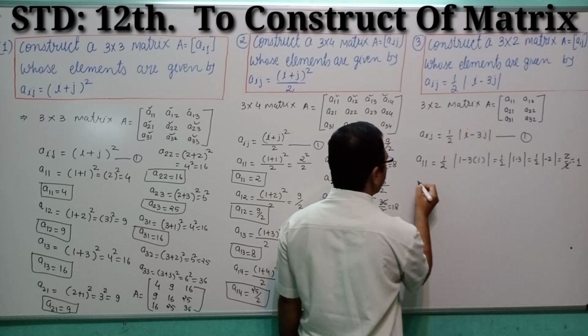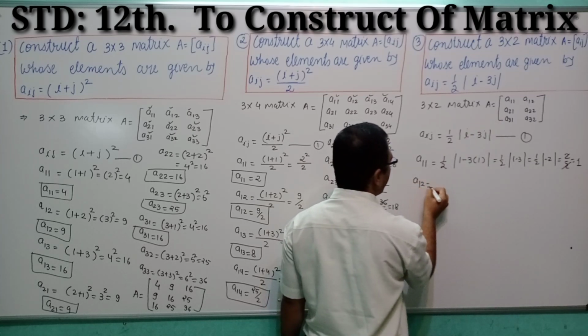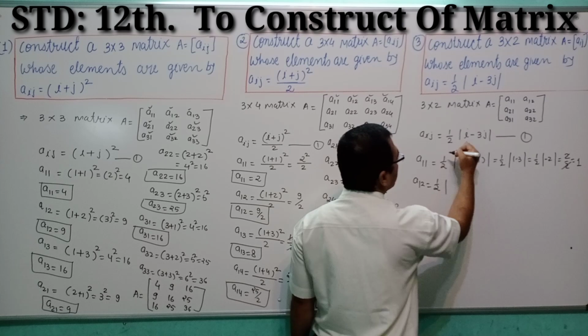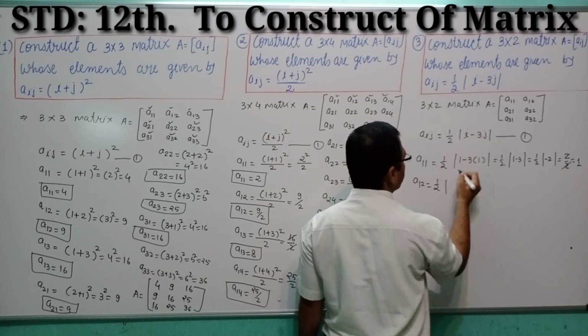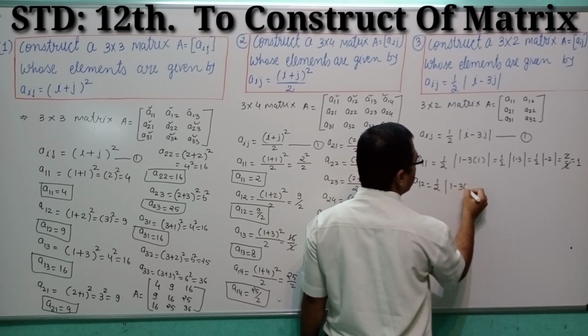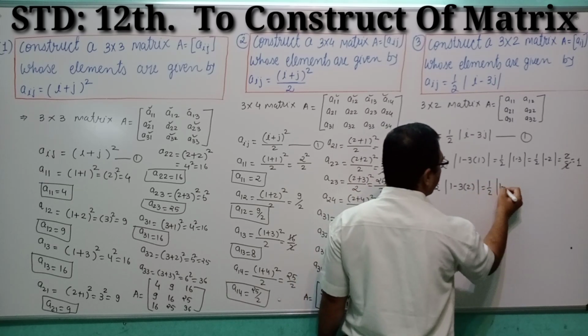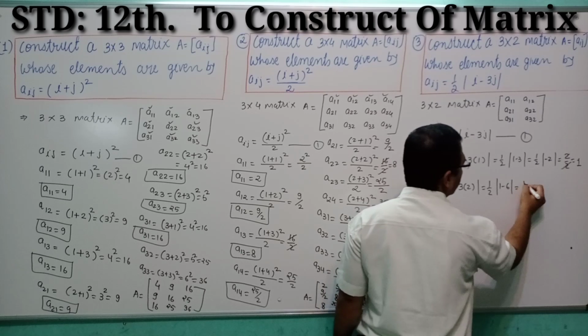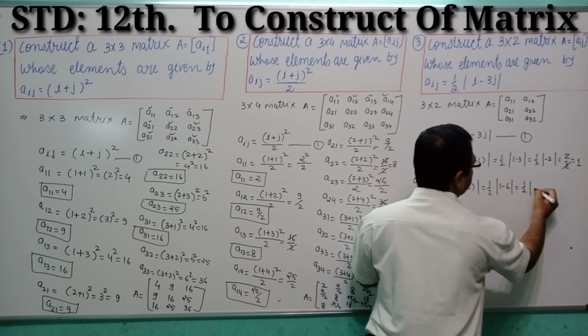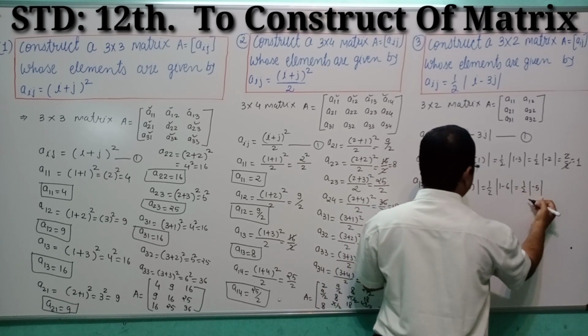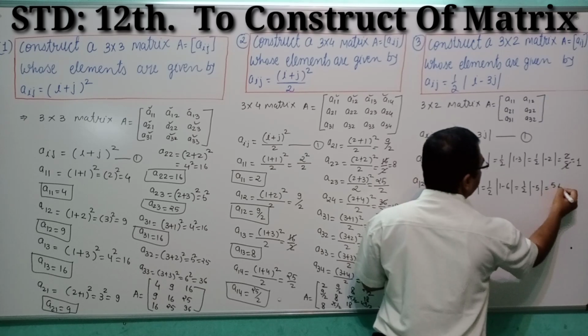The next element A12. 1 by 2. i is 1, j is 2. So 1 minus 3 into 2. 1 by 2, modulus of (1 minus 6), right? So 1 by 2, modulus of (1 minus 6), minus 5. Removing the modulus, we are getting 5 by 2.